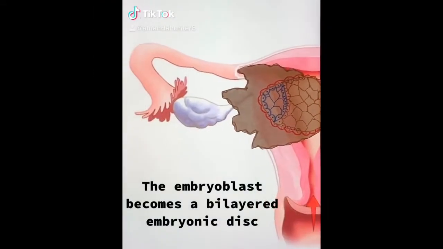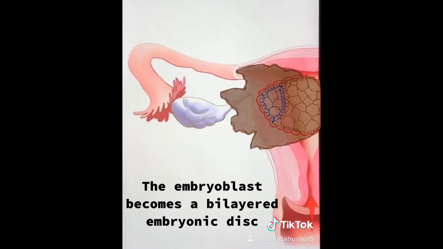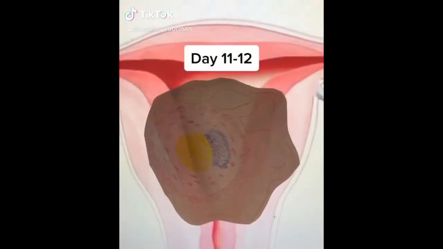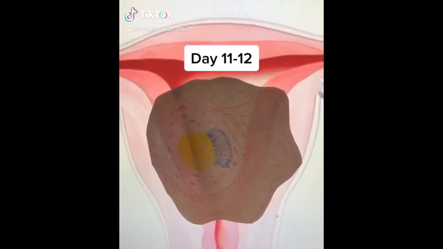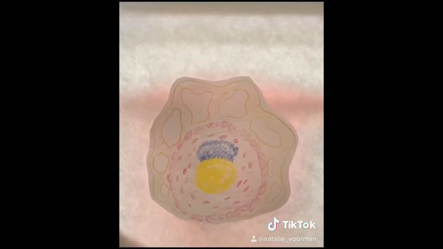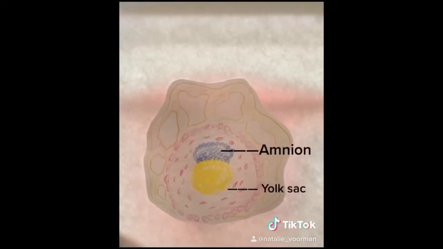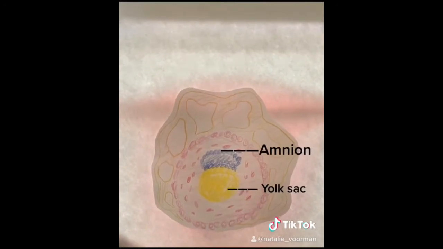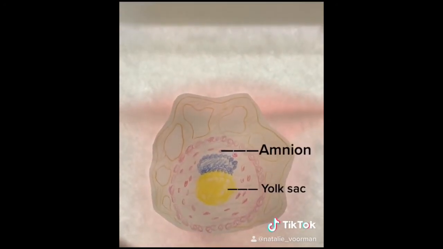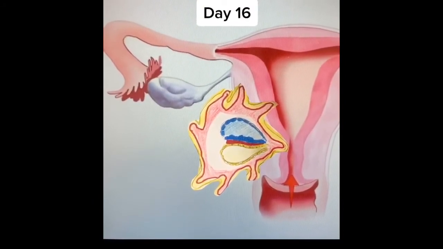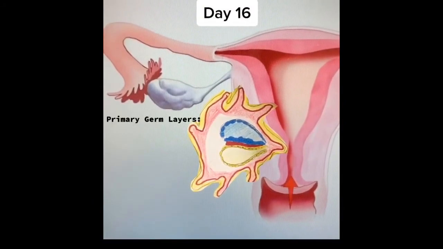The embryonic disc will form the embryo and extraembryonic membranes as the development continues. At day 11 and 12, implantation is complete and the yolk sac and embryo form. The yolk sac forms the cells of the primitive gut, and the amnion forms the amniotic sac in which the embryo grows. After the 16th day, the blastocyst becomes a gastrula, which will lead to the development of the primary germ layers from top to bottom.